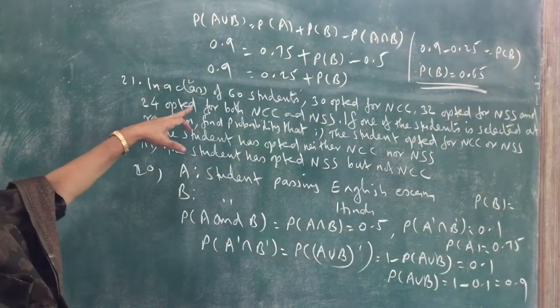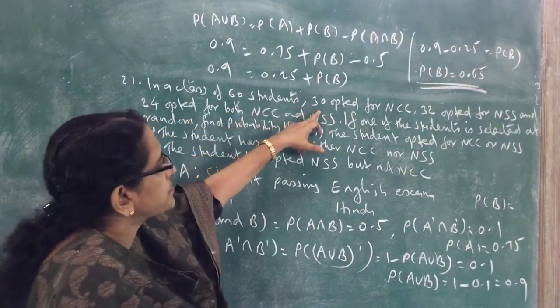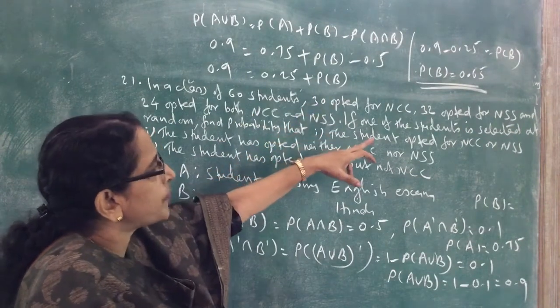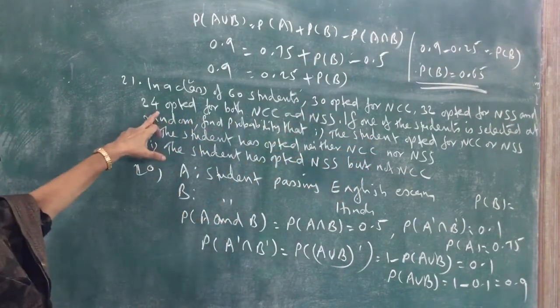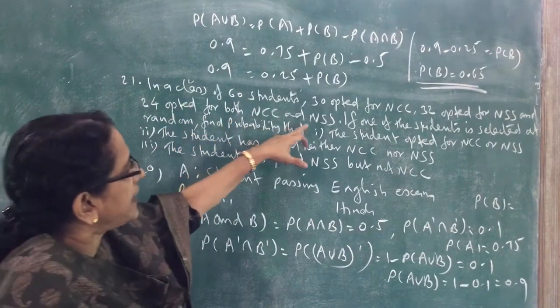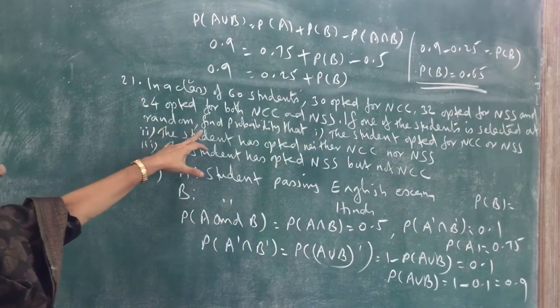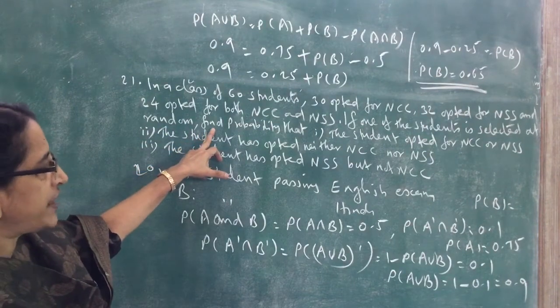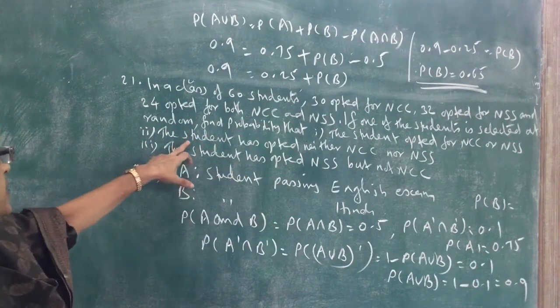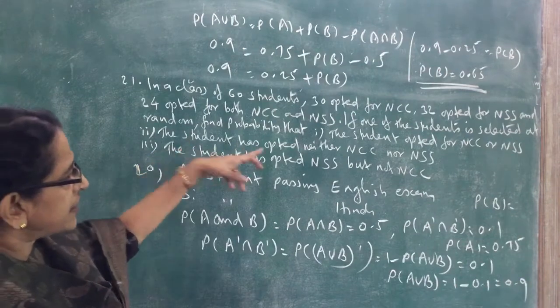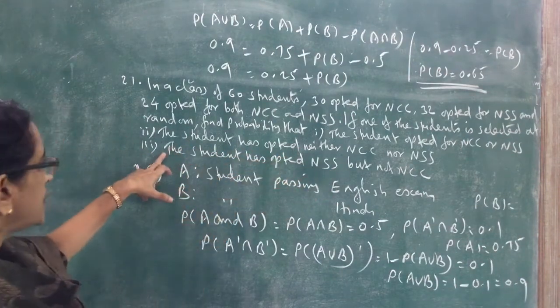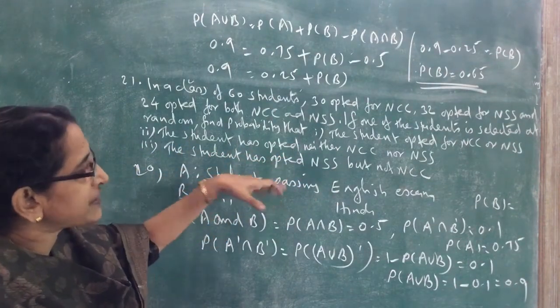Now question 21. In a class of 60 students, 30 opted for NCC, 32 opted for NSS, and 24 opted for both NCC and NSS. If one of the students is selected at random, find the probability that the student opted for NCC or NSS. Second, the student has opted neither NCC nor NSS. Third, the student has opted NSS but not NCC.